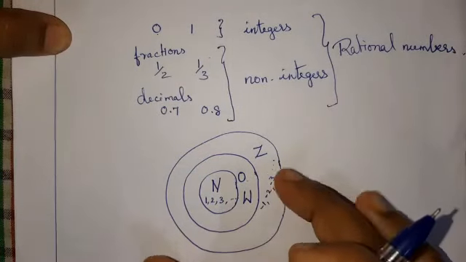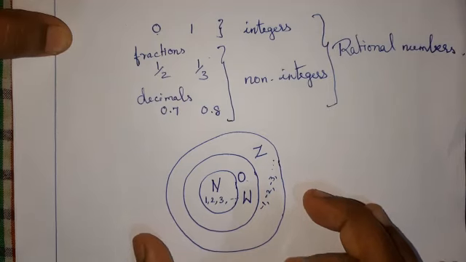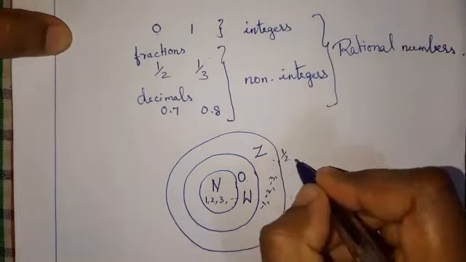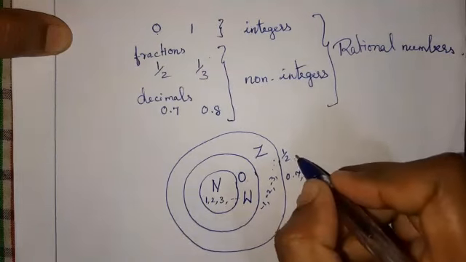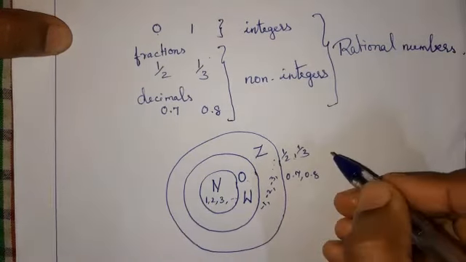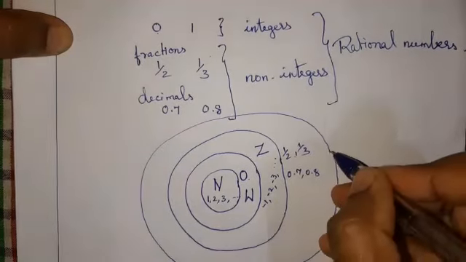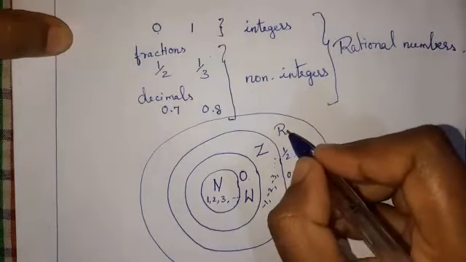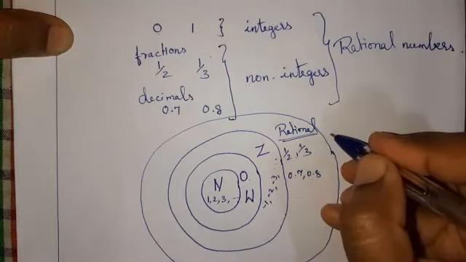Now this is an integer. Now you are including non-integers, that is decimals and fractions. Now draw one circle around this, that is rational numbers. Rational number is denoted by capital Q.